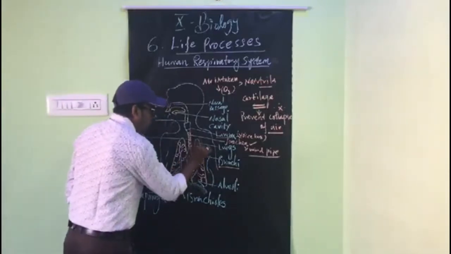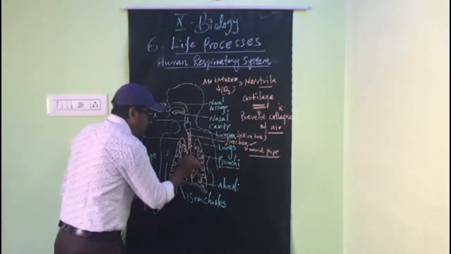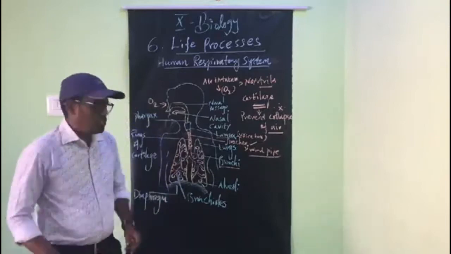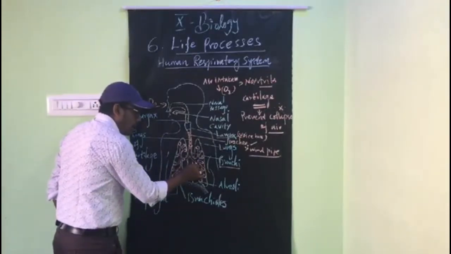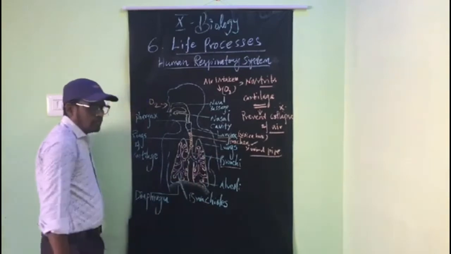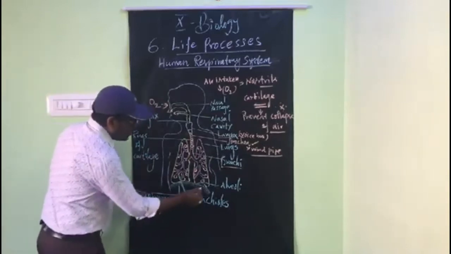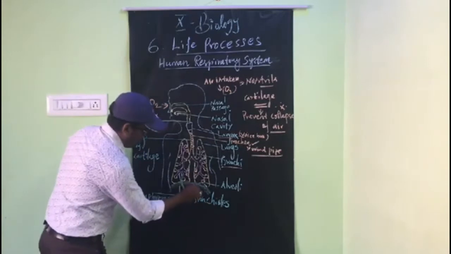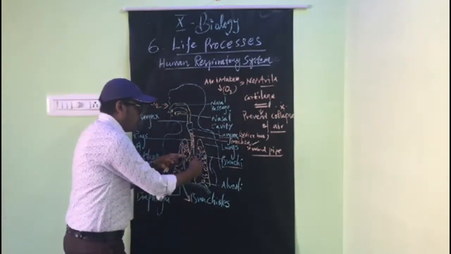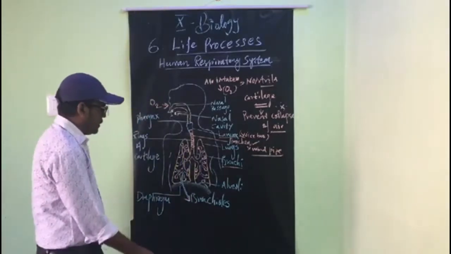And here the lungs are present. Inside the lungs, the bronchi are divided into many branches. This is one branch, this is one branch. These are the branches of the bronchi. These branches of the bronchi are called bronchioles. So the trachea is divided into two, that is the bronchi. Again, the bronchi branch into many, called the bronchioles.